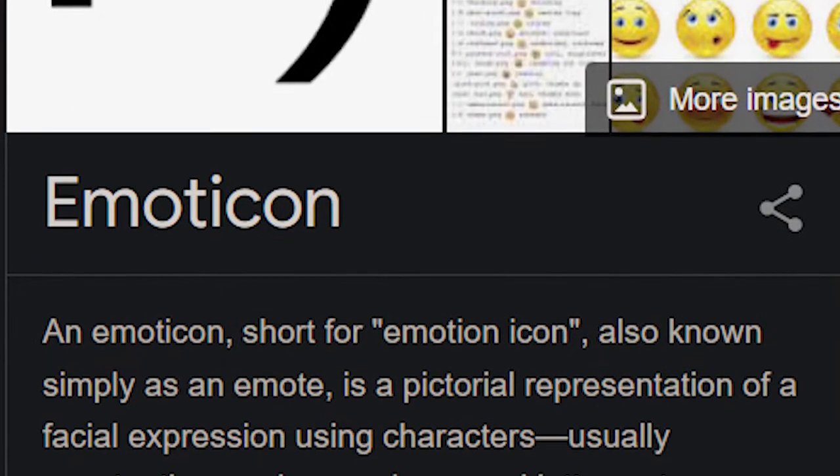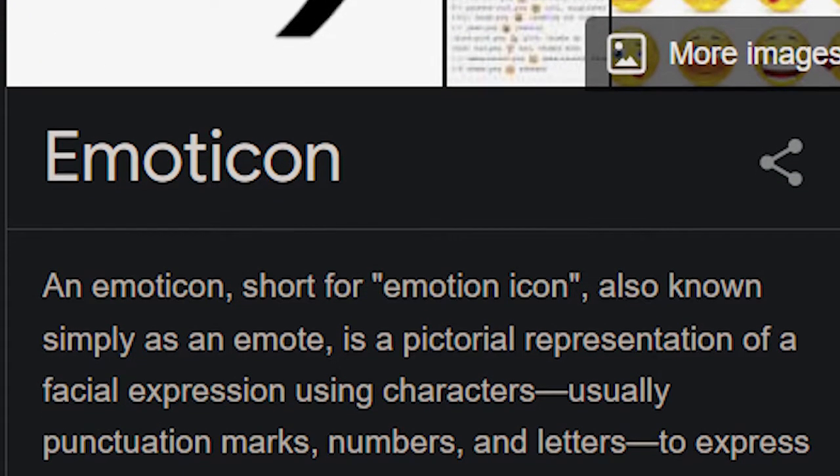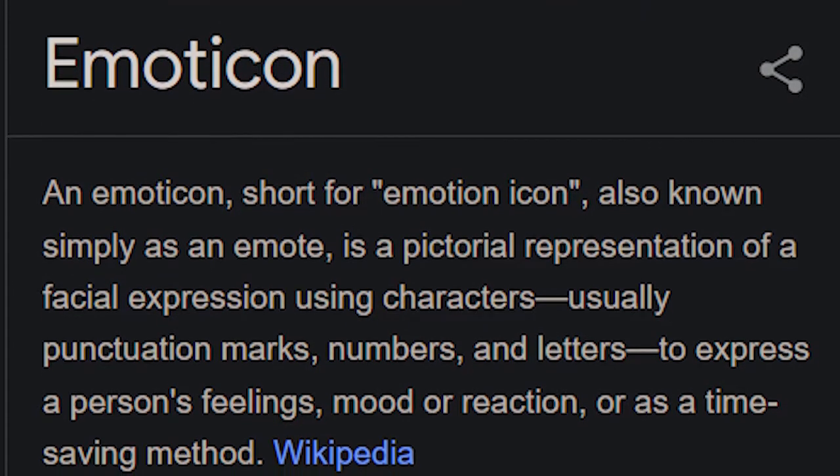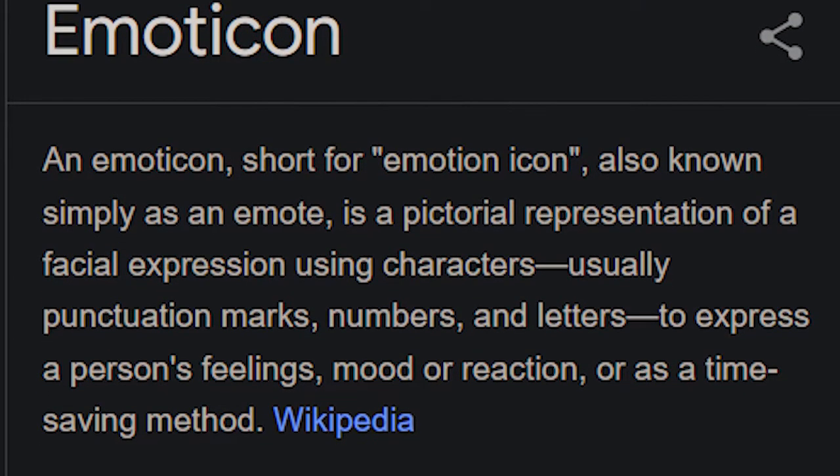You really thought I wasn't going to discuss this. Let's talk about emoticons. If you don't know what emoticons are, they're Reddit's emojis. Twitter might deny it, but this is the truth. Accept it. Emoticons for noobs are basically a pictorial representation of a facial expression using punctuation marks, numbers, and letters to express a person's feelings, mood, or reaction, or as a time-saving method. Basically, you hate emojis, but you don't want to be racist or anti-typhoid.